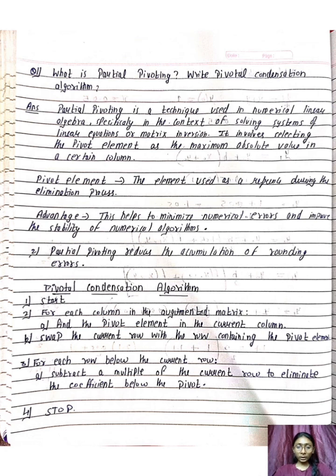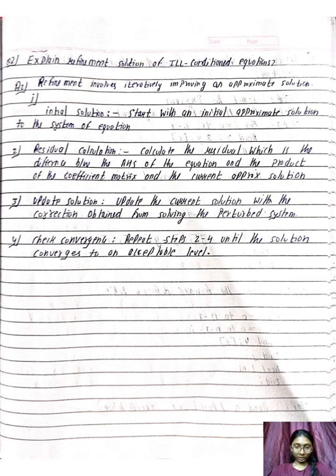And the algorithm of pivotal condensation is: firstly, we start the algorithm, and second, for each column in the augmented matrix, find the pivot element in the current column. Then swap the current row with the row containing the pivot element, and in the third step, for each row below the current row, subtract a multiple of the current row to eliminate the coefficient below the pivot, and stop this algorithm.